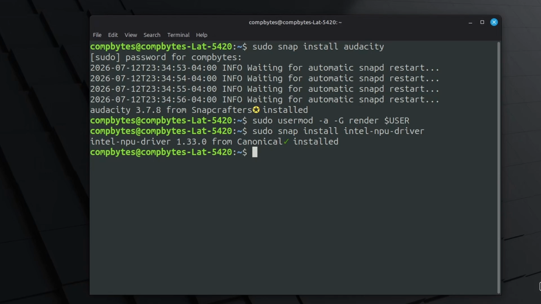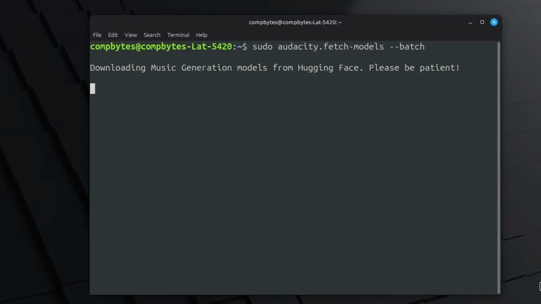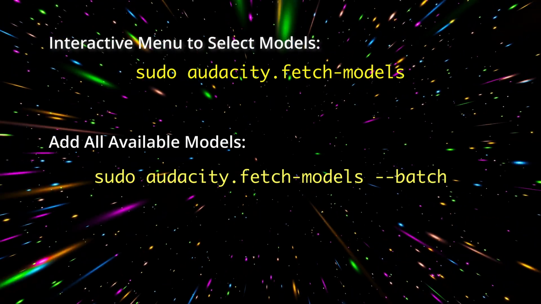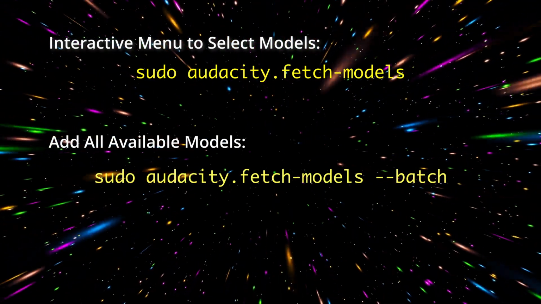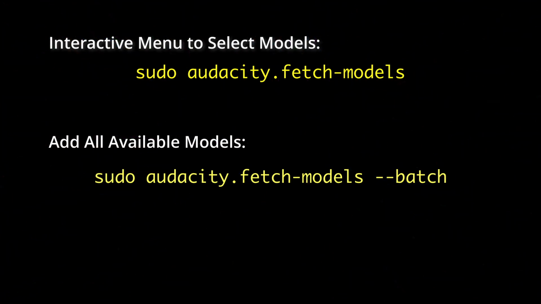One way to do this, and the way I did this, was to download all the models at once. And that's by entering the command sudo audacity.fetch-models-batch. Alternatively, if you want to maybe save some space on your drive, you can enter a command that brings up an interactive menu that allows you to select which models to download.